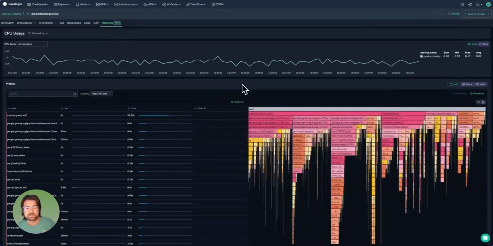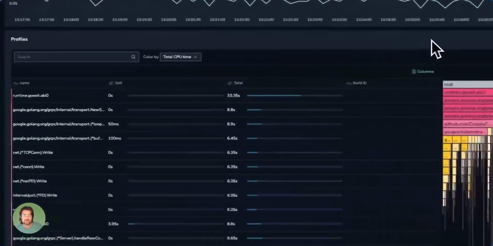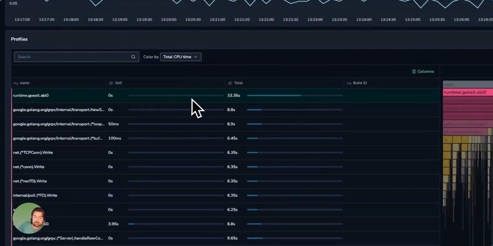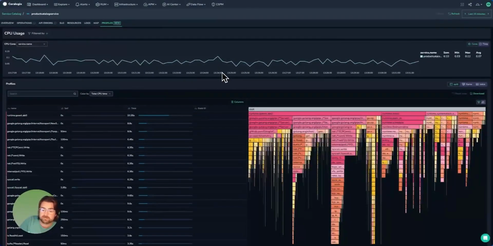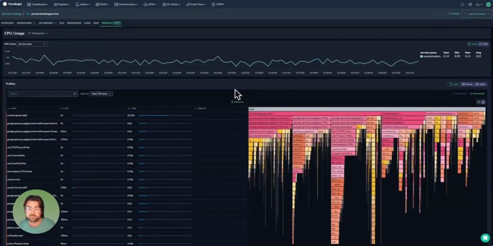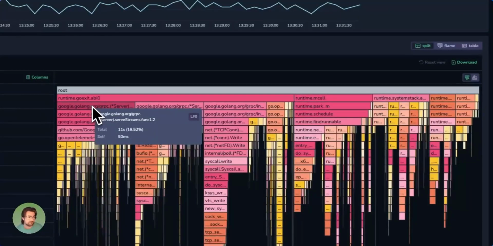Let's dive straight into our profiling function. So we can see here CPU usage over time with our profiling graph. We can sort it by total CPU time. We can see that our runtime service here is running at 33 seconds. And with the zero self-time, we know this means that everything beneath that function is causing the issue, all those child resources. And looking at this instantly, I can see a lot of gRPC issues.